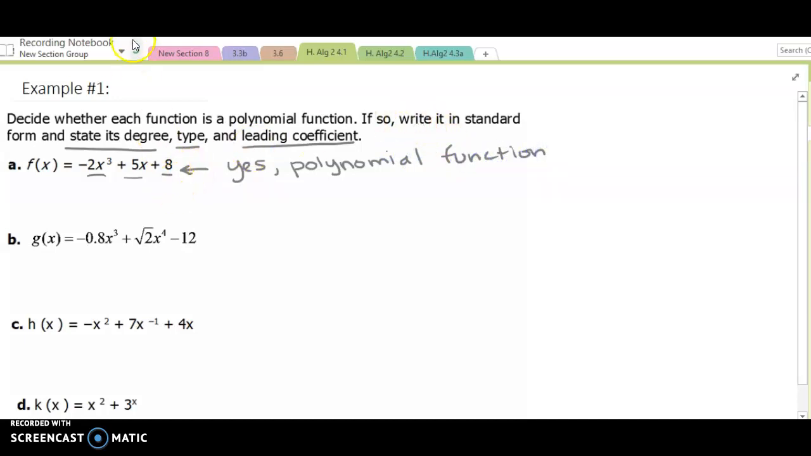Okay, standard form would be greatest to least coefficients. Well, this is x to the third. This is like x to the first. This is like x to the 0. So this is already in standard form.